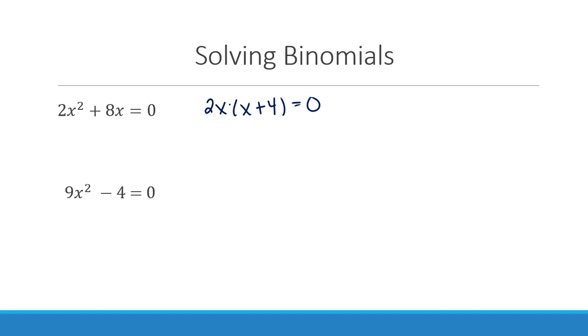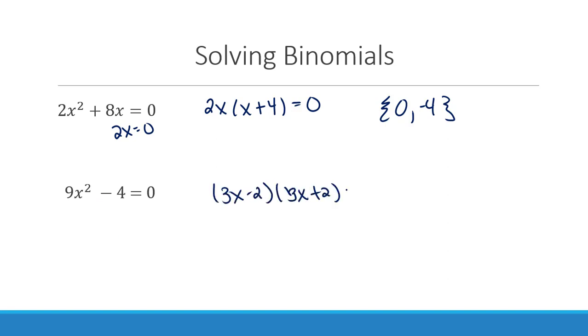If you take out an x, one of your solutions is going to be 0. Because what makes 2x equal to 0? Well, 0. What makes x plus 4 equal to 0? Negative 4. Now, this guy is a difference of squares. 3x plus 2. There's no GCF, but it is a difference of squares. So my two solutions would be 2/3 and negative 2/3.